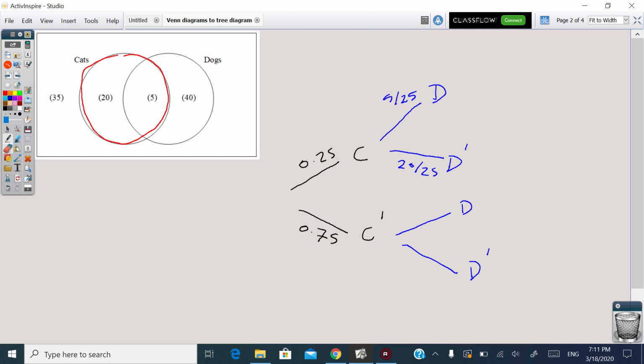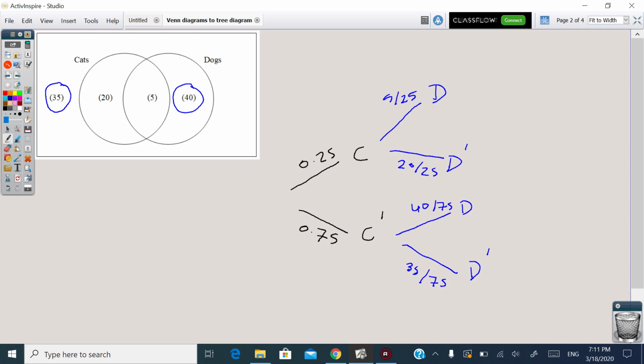In this case, if this person says, I don't have a cat, then we are talking about somebody from this group or from this group, whose total is 75. What's the probability that one of them will have a dog? The favorable outcome is 40, the total is 75, so the probability is 40 over 75. And by thinking of the complement, this is 35 divided by 75.